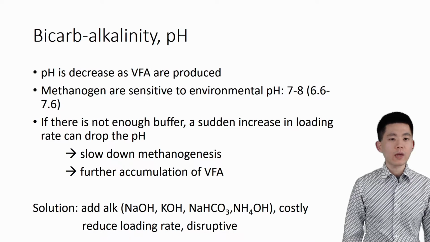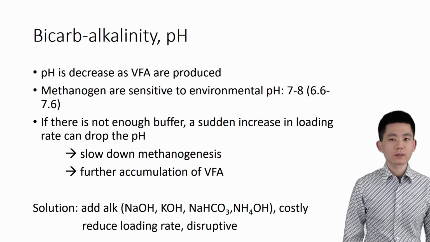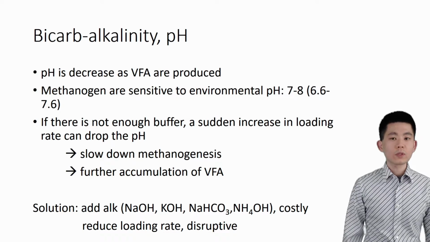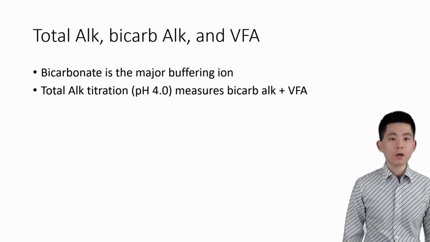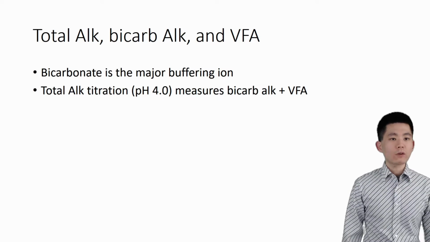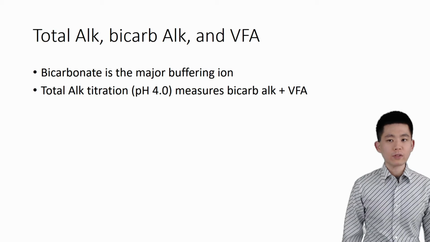One solution is to add alkaline such as sodium hydroxide, potassium hydroxide, sodium bicarbonate, and ammonium hydroxide. This can be one major cost of operation. You can also reduce the loading rate so that the accumulated intermediates can be degraded. This, of course, can disrupt normal operation. Bicarbonate in a reactor along with ammonia can provide buffer capacity that keeps the pH relatively stable, allowing the reactor to handle moderate pH changes resulting from loading rate variation.